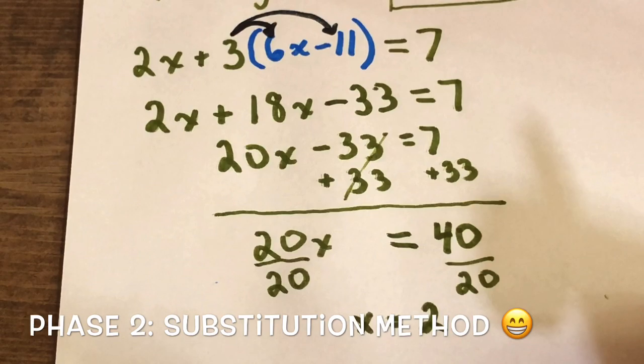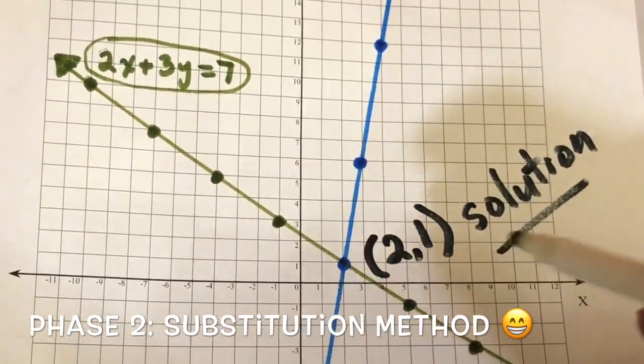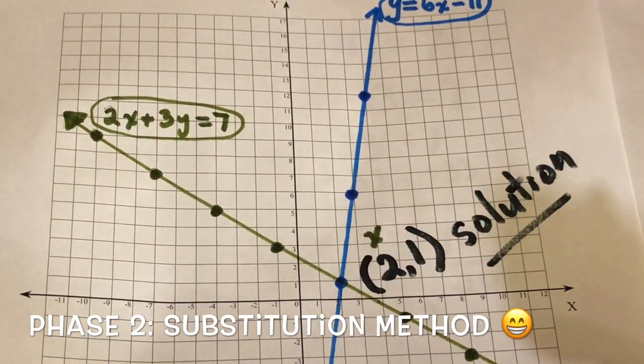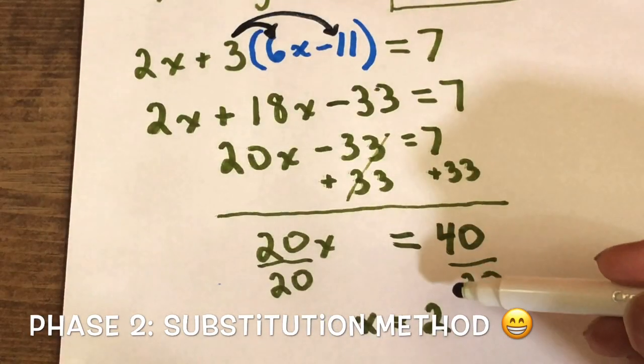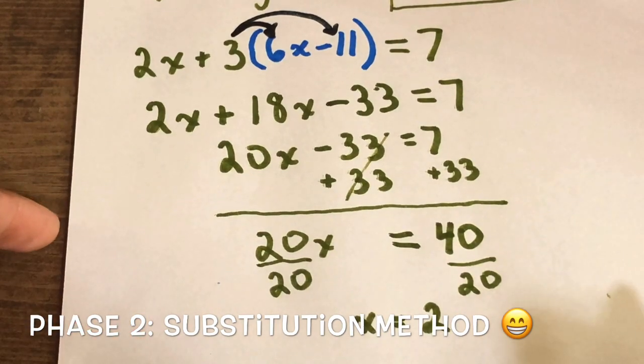Remember back in our solution over here, we got 2, 1. Remember that this 2 is your x value, right? And the 1 is your y value. And we just found the x value is 2. So it's working so far.